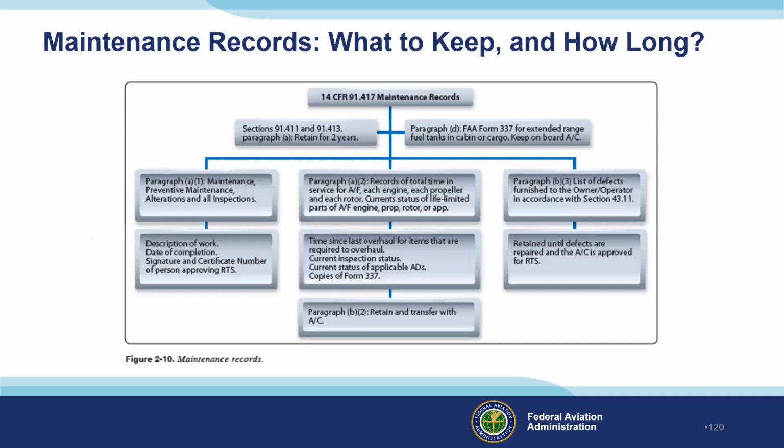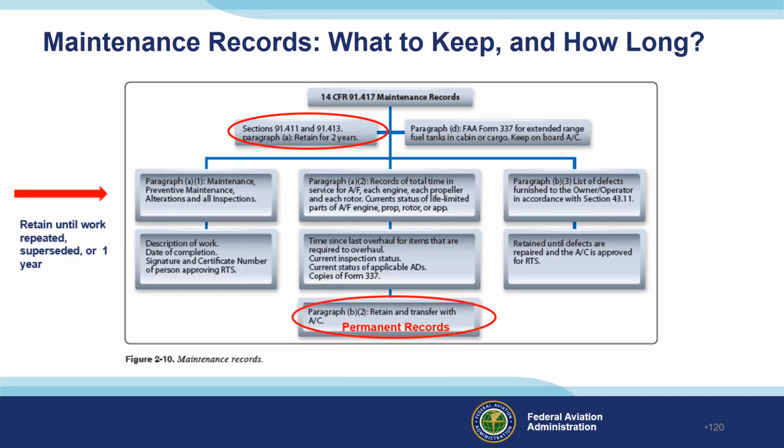Okay, next we're going to look at maintenance records, what to keep and for how long. The arrow is showing records that have to be retained until the work is repeated, superseded, or for 1 year. And that is records for maintenance, preventative maintenance, alterations, and all inspections. The 91.411 and 91.413, that's for 2 years because that's a 2-year requirement. So obviously you have to keep those for 2 years. And that's the transponder and altimeter testing.